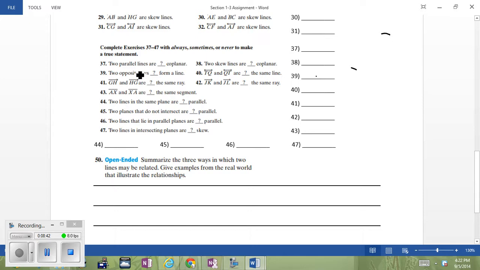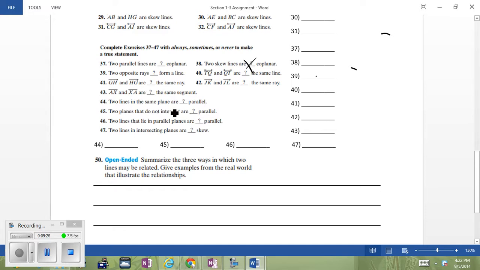Always, sometimes, or never. Two parallel lines are coplanar. Can there be one plane that contains two parallel lines? Do yourself a favor, hold up two pencils and see if you can pass one plane through them. I think you would find the answer is always true. Two skew lines are coplanar? No, never. Hold two pencils up that are skew. Can you pass one plane through those two? It's never going to happen.